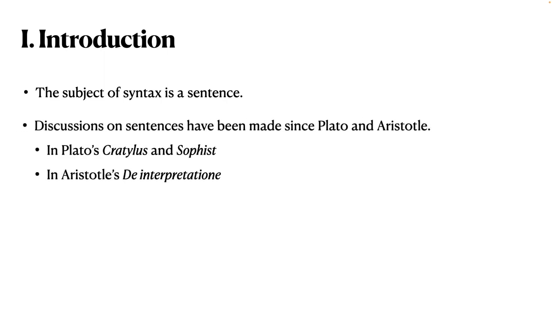Since Plato, discussions on sentences have been held by so many philosophers. In his dialogues, Cratylus and Sophist, Plato analyzes a sentence into onoma and rema, explaining that a sentence must have an onoma and a rema, that is, a noun and a verb. Aristotle also claims that a sentence is composed of onomas and remas as well, even explaining that rema is a marker of time, just like tense information.